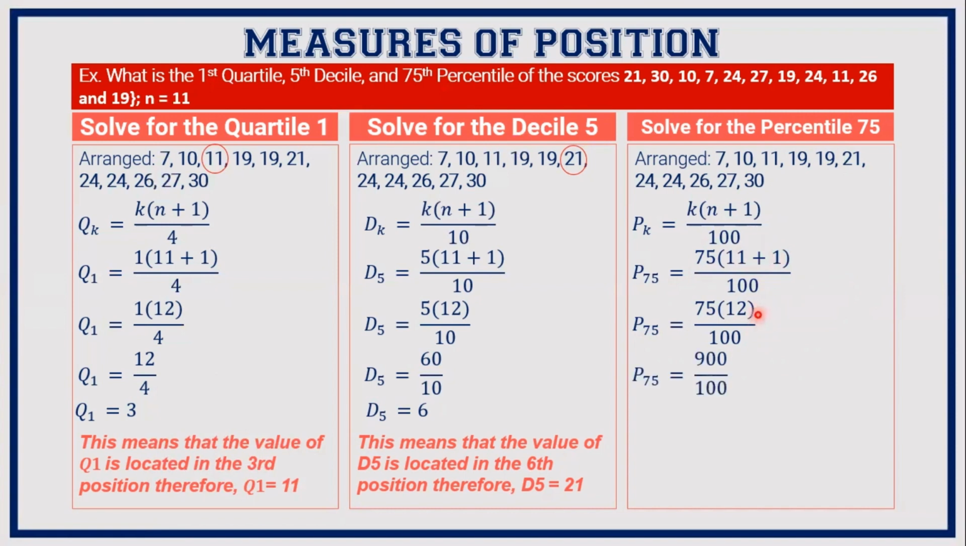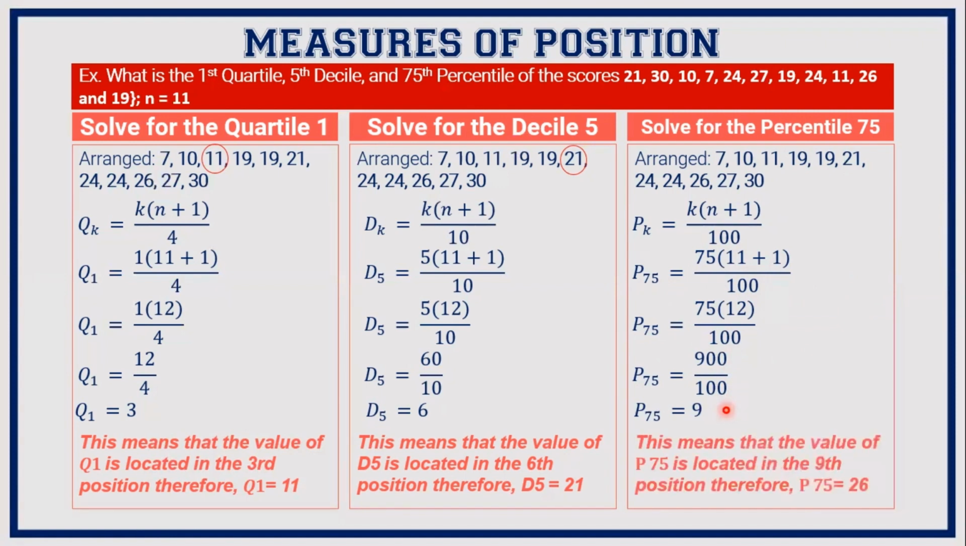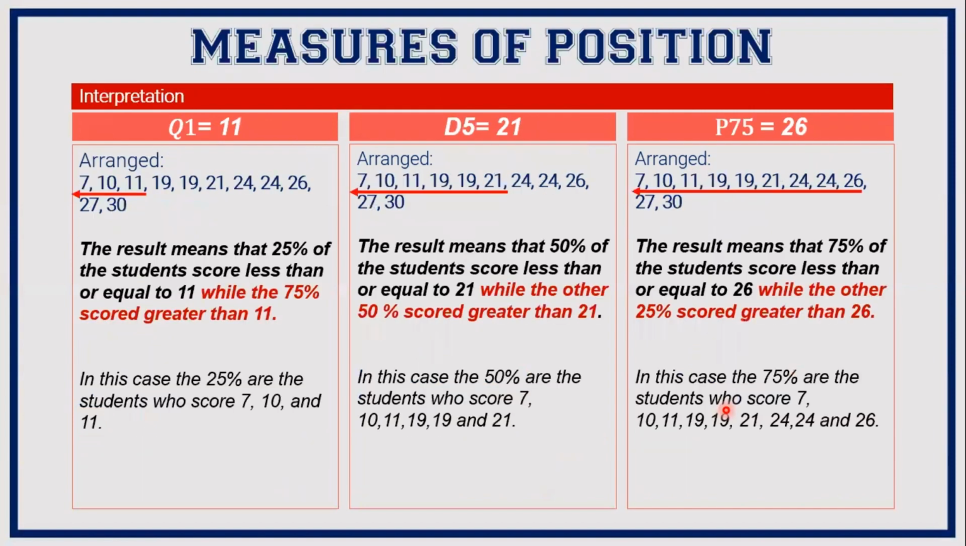Next, 75 times 12 equals 900. It's over 100, which is equal to 9. 9 is not the value, but the position of our P75 or the percentile 75. So this means that the value of our P75 is located at the 9th position. Therefore, P75 equals 26.